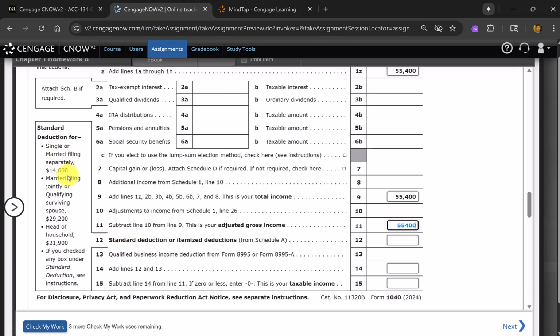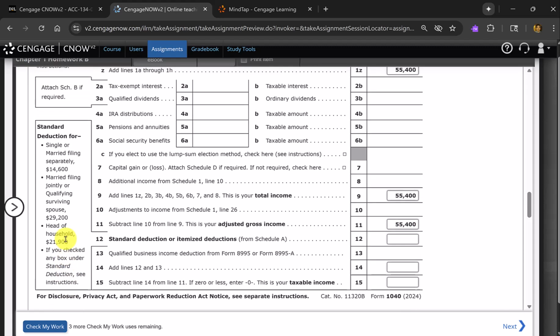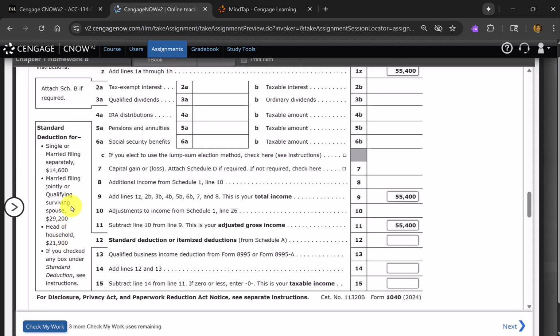So here in the left-hand margin, you can see the different filing statuses and the related standard deduction. In our case, it's married filing joint. So 29,200. Okay, enter it as a positive number. And we don't have any amount in line 13, qualified business income deduction. We'll learn about this next semester in our second tax course, Accounting 137 for business taxation.